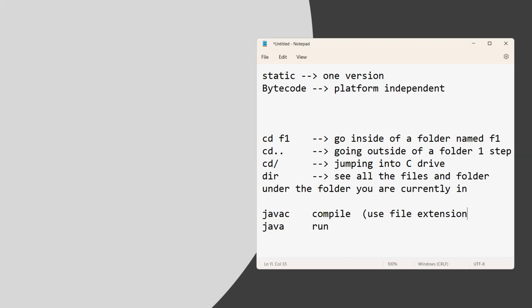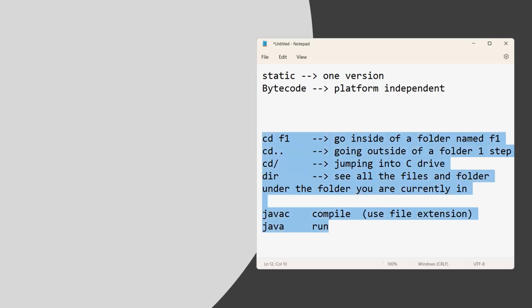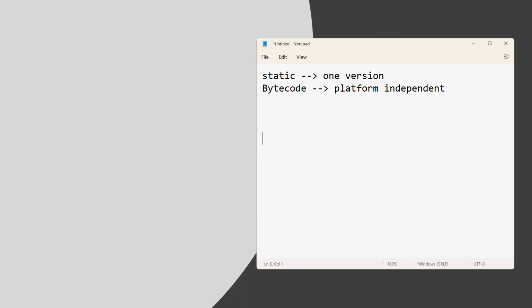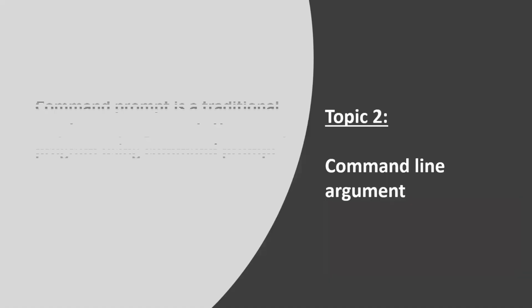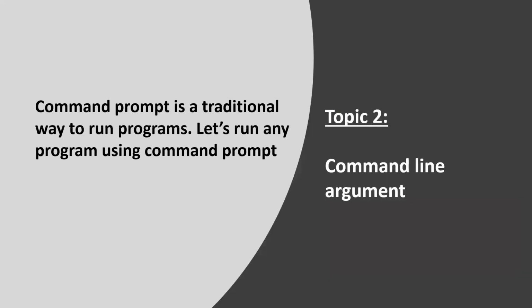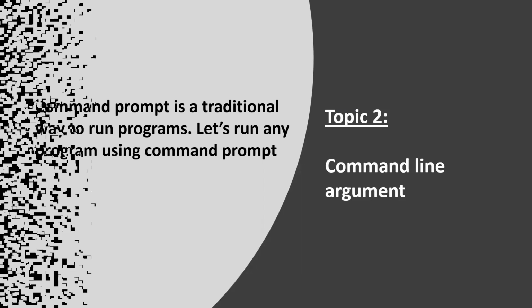I hope it is clear. If something is not running, just let me know. Someone will help you if you write it in the comment section. So those are the things, and these are the important questions. Command line argument: the command prompt is the traditional way to run programs. You can run any program using the command prompt, and you have seen how to give some input using the command line during the run itself.